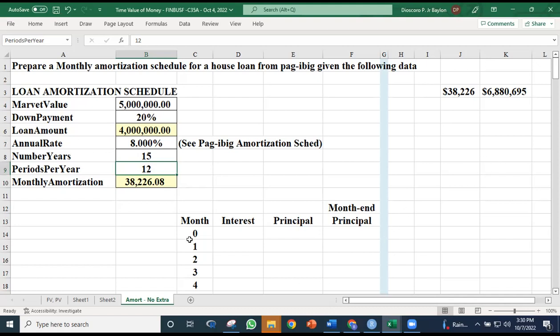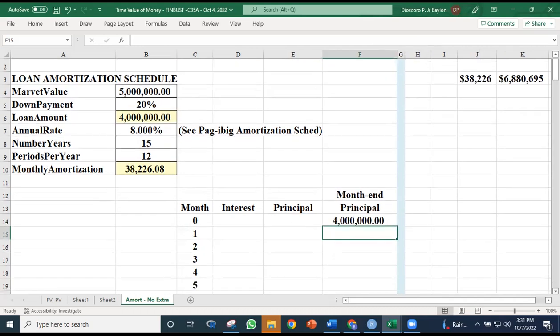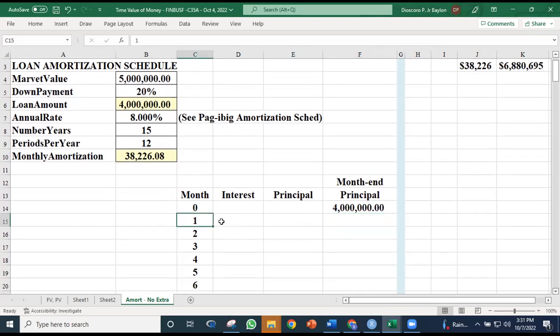Okay. All right. So for month 0, since this is an ordinary annuity, we will not pay yet. After we loan 4 million, then no payment yet, no interest payment. We will not yet pay 38,226. So there will be no interest payment, no principal payment. And at the end of month 0, the month-end principal will be 4 million. Still 4 million. Why still 4 million? Because we haven't paid anything. The payment will start now the following month. So that's month 1.